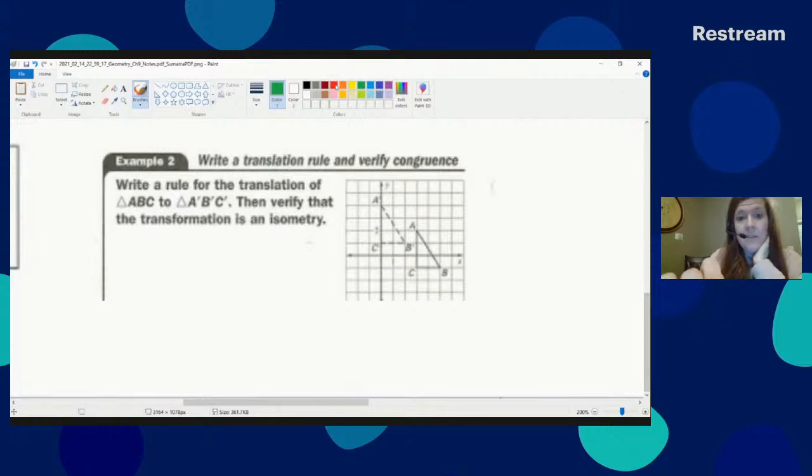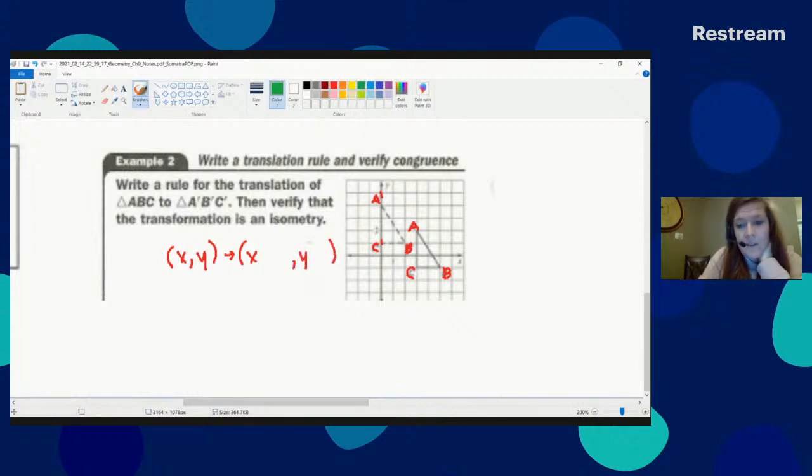So I wanted to write a translation rule. In this picture, it's hard to see, but this is A, B, and C, and this is A prime, C prime, and B prime. So I want to write a rule using the translation notation. Translation notation is when I have my original X and Y, and I say that it translates to some X and Y that have been translated.